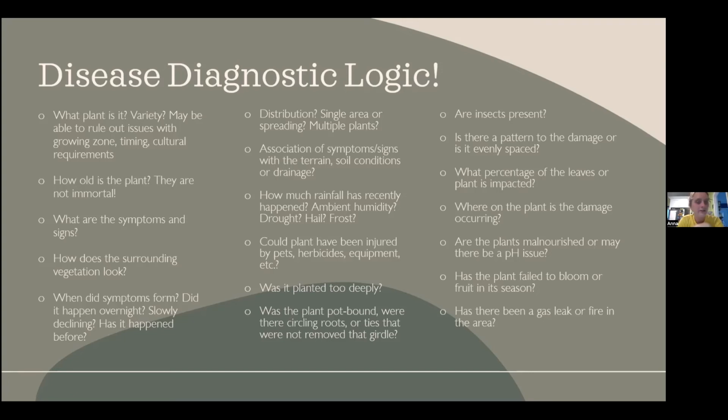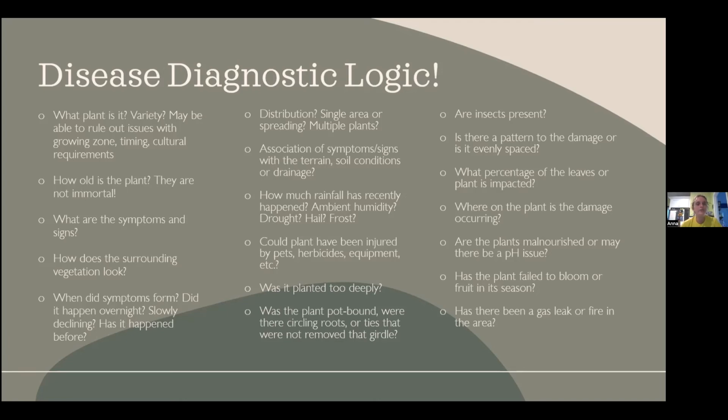So first off, we already talked about this. What is the plant? Be able to identify the plant. If you don't know what it is, take a picture of it. The apps have gotten pretty good at IDing plants. If possible, know the variety of it. This is important, especially in some cucurbits or tomatoes. Like, is it a resistant variety? Is it not? Is it maybe more susceptible?